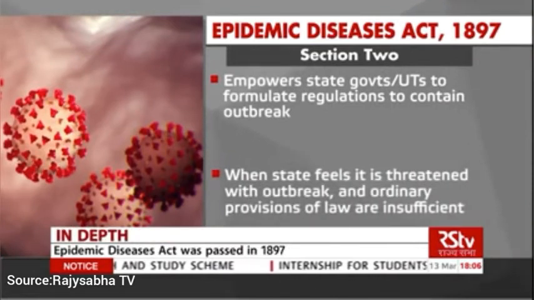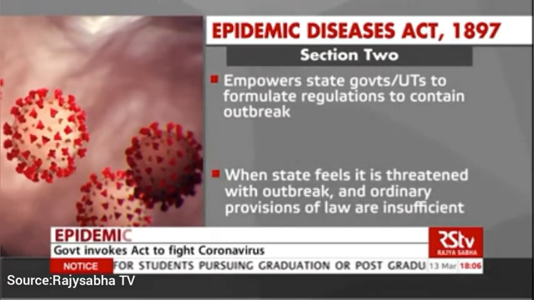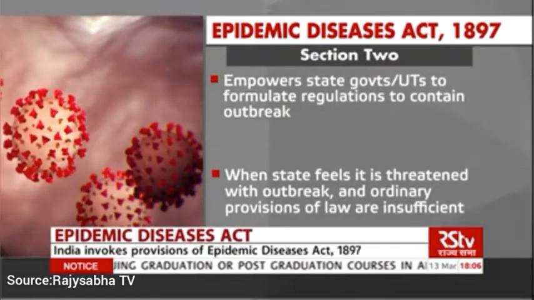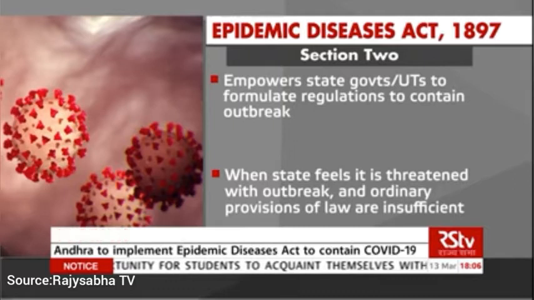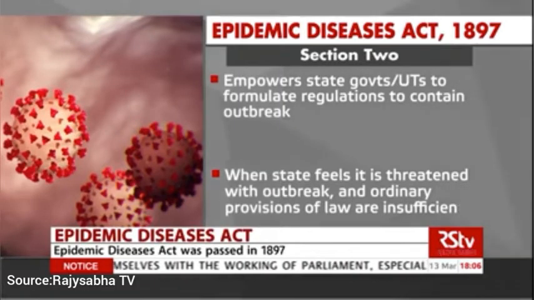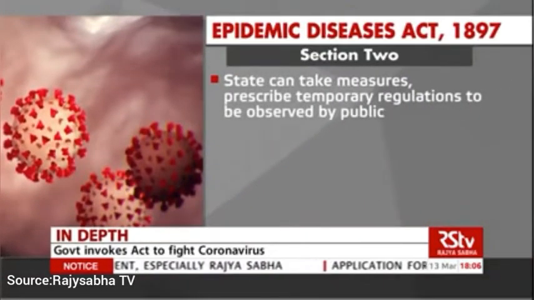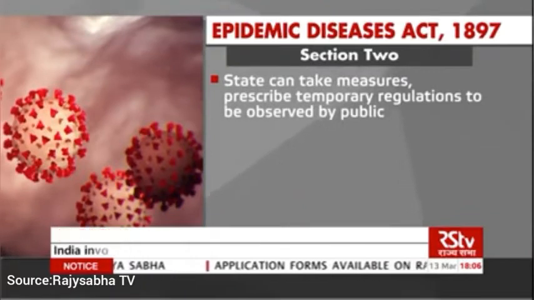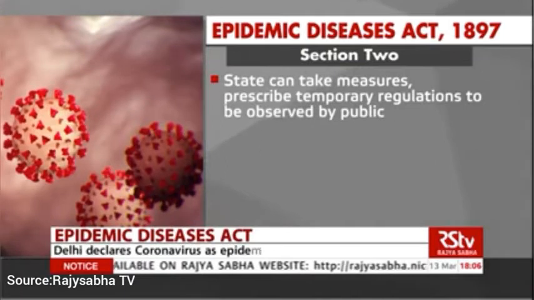contain the outbreak. According to provisions of Section 2 of the Act, where the state government is satisfied that the state or any part thereof is visited by or threatened with an outbreak of any dangerous epidemic disease, and if it thinks that the ordinary provisions of the law are insufficient for the purpose, then the state may take or require or empower any person to take some measures and by public notice prescribe such temporary regulations to be observed by the public.